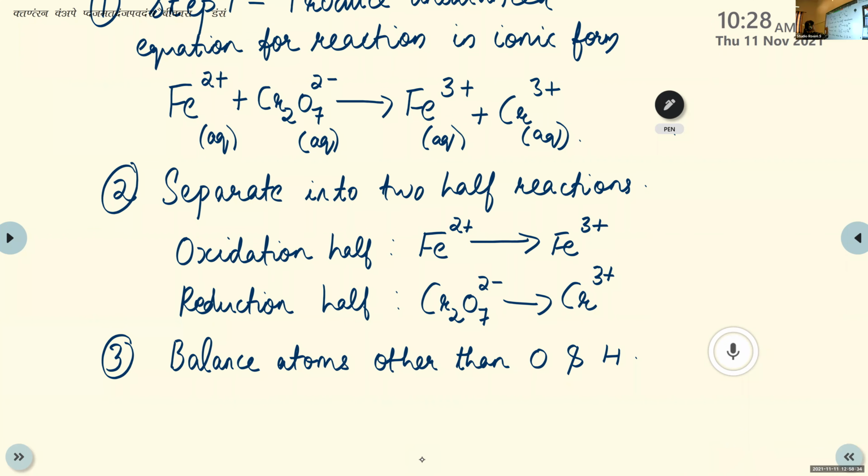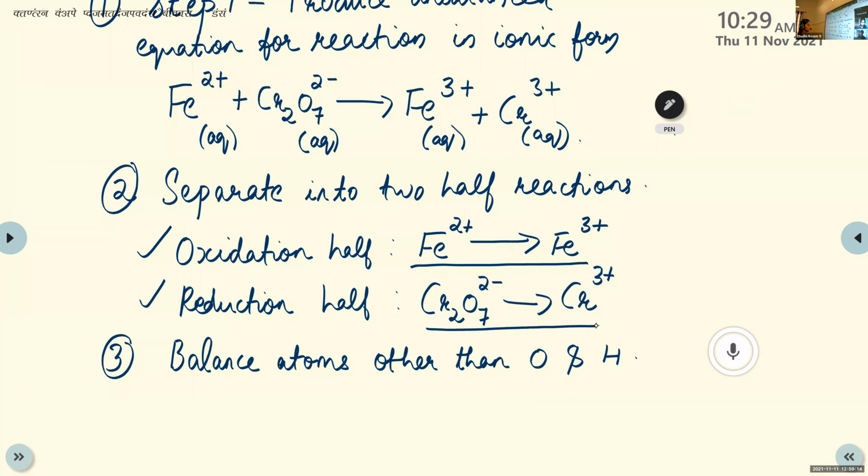So you look at the two reactions, oxidation half and reduction half. In the case of Fe, how many iron atoms are on the left hand side? 2 is the charge, right? Number of atoms? 1. Then on the right side? 1. Here it is 1 Fe, here also 1 Fe. So no need to balance Fe. It's already balanced, right?